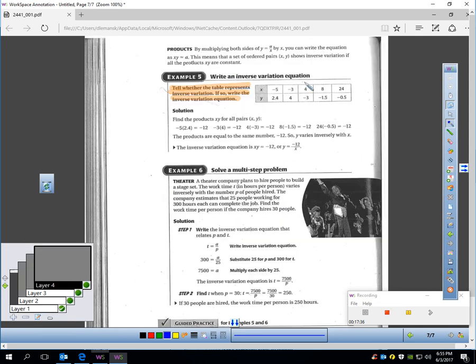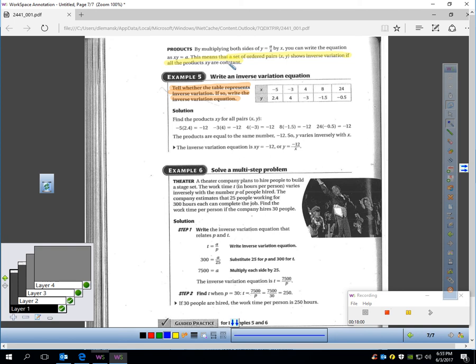Now, let's talk about writing an inverse variation equation by looking at a table. Now, we've had to do tables in this chapter. You've had to tell me if a table's linear, exponential, or quadratic. Now, here's another one. You've got to be able to tell me if a table's inversely varying. Now, this is pretty easy to do. In fact, it might be the easiest of the 3.